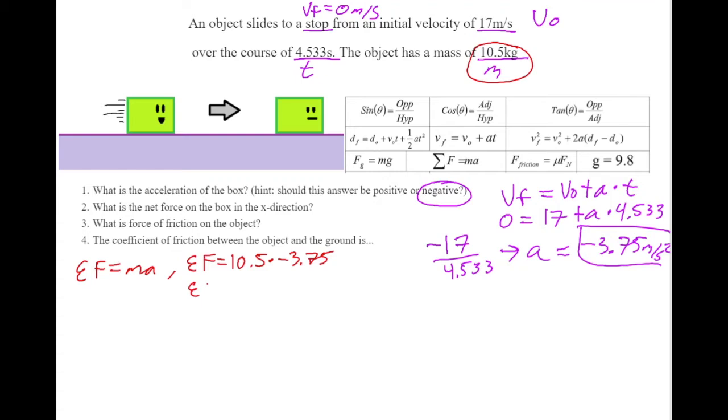Go ahead and multiply that out. We get net force is equal to negative 39.34 newtons. The next question is asking us what's the force of friction on the object.